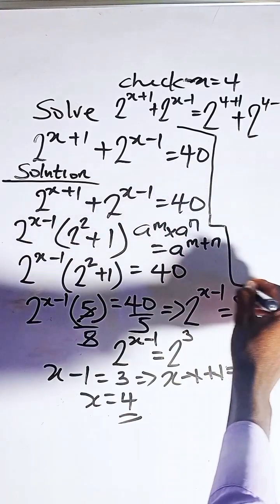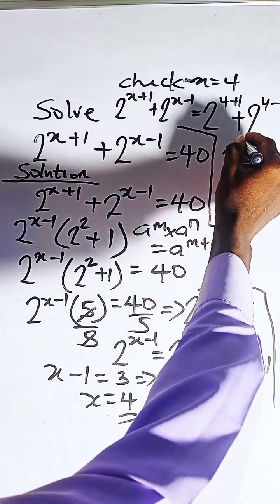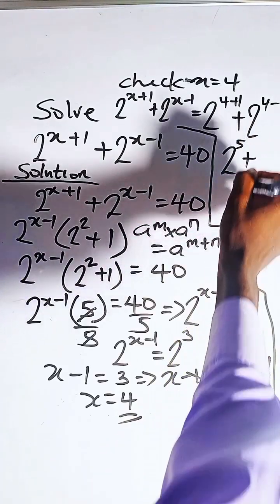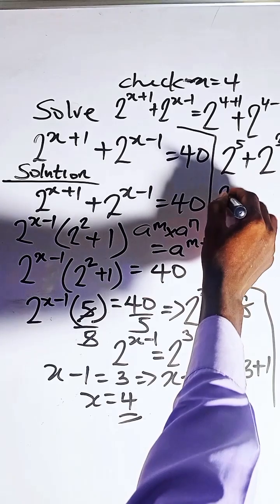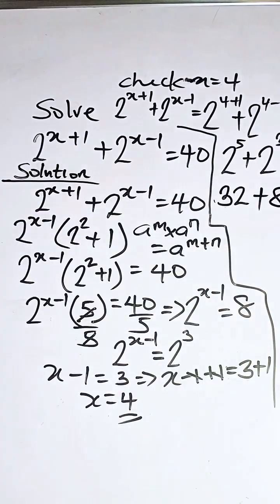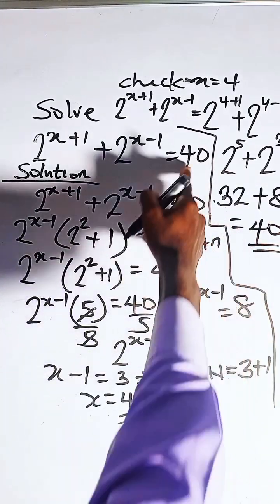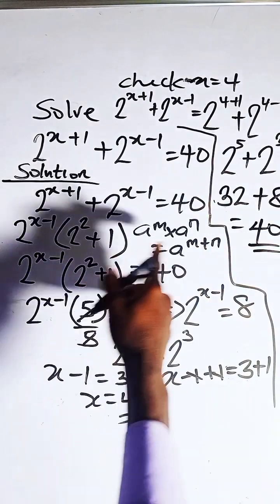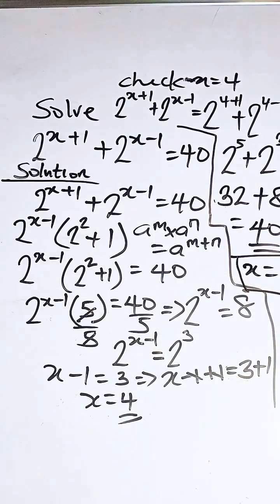So let's have it this way. 2 raised to power 4 plus 1 is 2 raised to power 5, plus 2 raised to power 4 minus 1 is 2 raised to power 3. Power 5, we have 32, plus 2 raised to power 3, we have 8. When we add these together, we have our answer of 40. So that means the value of x in this equation equals 4.